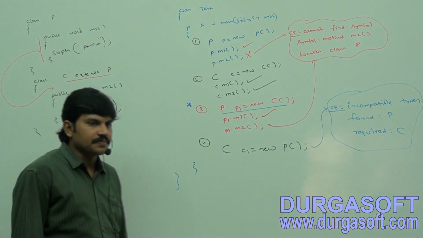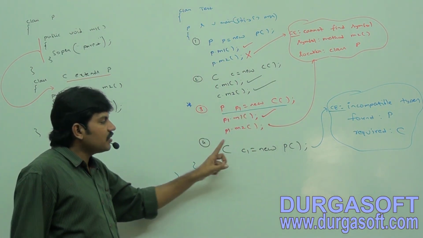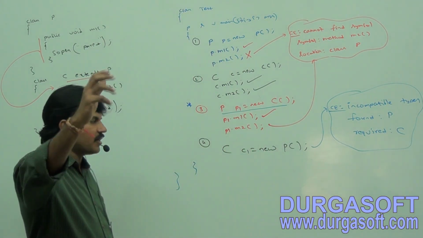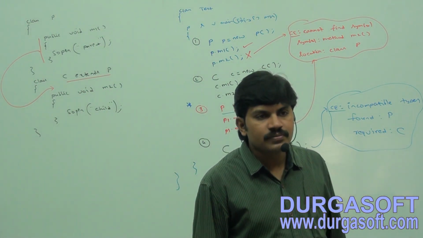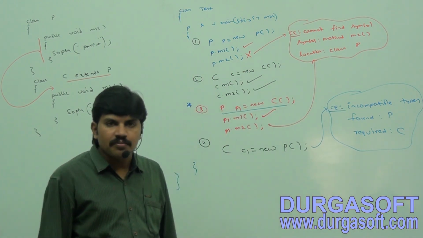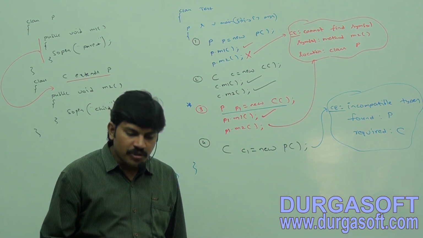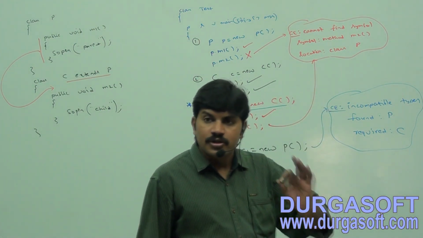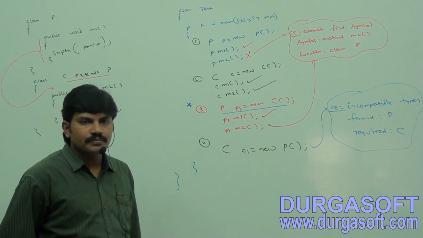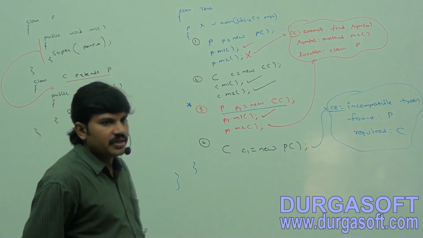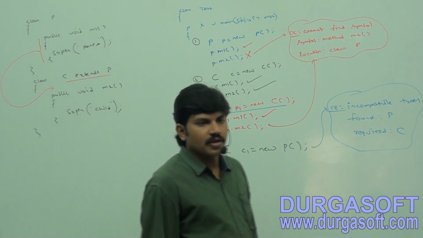Okay, next point, the fourth one. Parent reference can be used to hold child object, but child reference cannot be used to hold parent object. Okay, that's all.